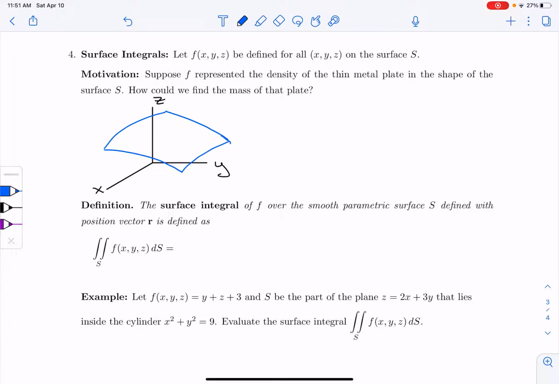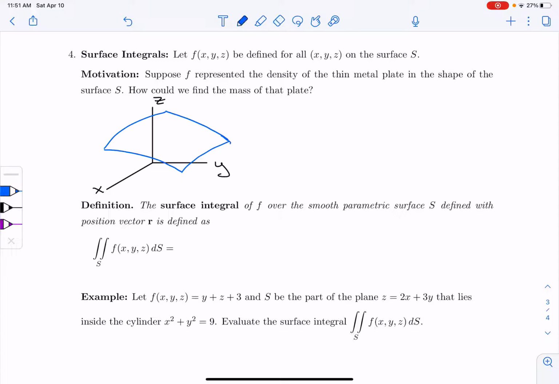After defining the notion of surface area, we can also define surface integrals. So we're going to consider the integral of a function of x, y, and z on the surface S. Our motivation is that f can represent the density of a thin metal plate in the shape of the surface. And then we want to find, say, the mass of that plate.